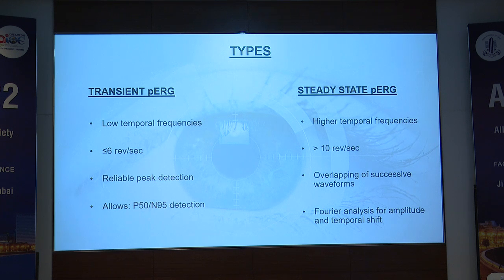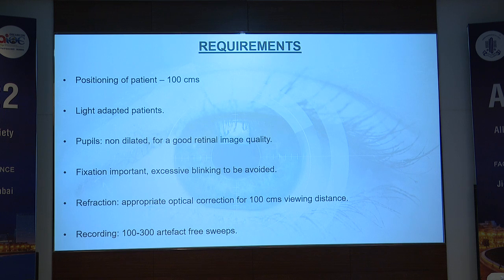So what are the types of ERG? There are two types of ERG: pattern ERG, the transient type and the steady state. For practical knowledge, just remember that we implicate the transient pattern ERG because they have lower temporal frequencies of less than 6 reversals per second, and they allow for a reliable peak detection, so detection of P50 and N95 is possible. As discussed before, the patients are positioned at 1 meter.